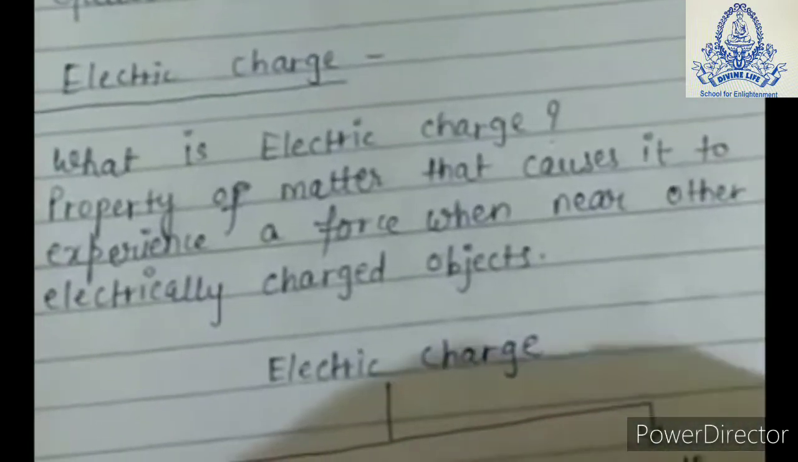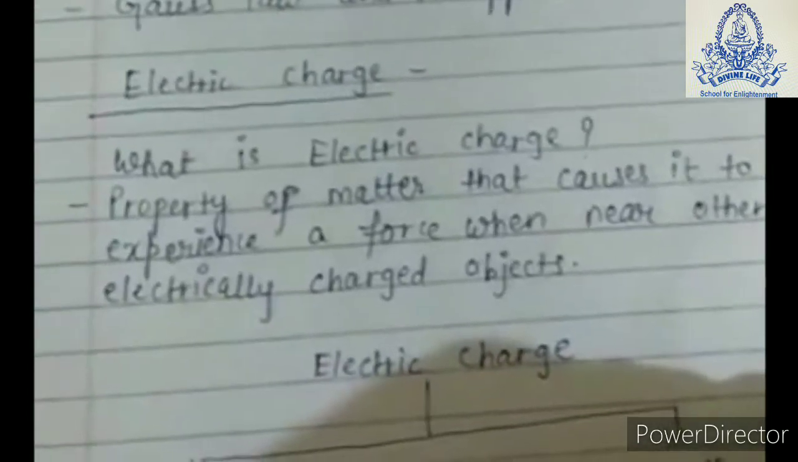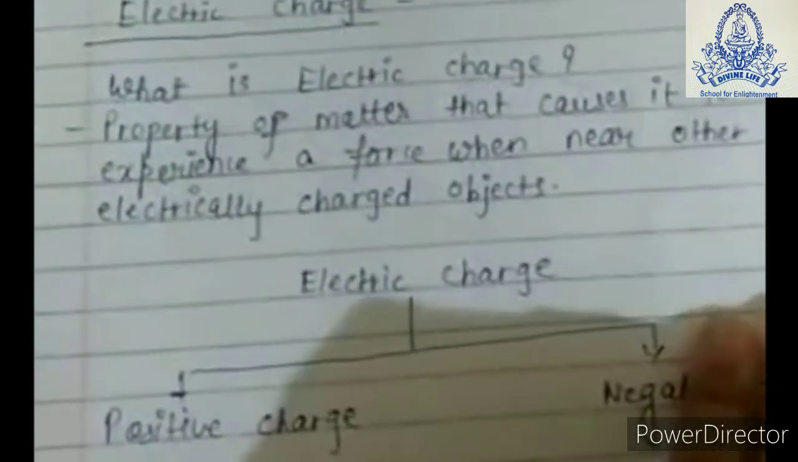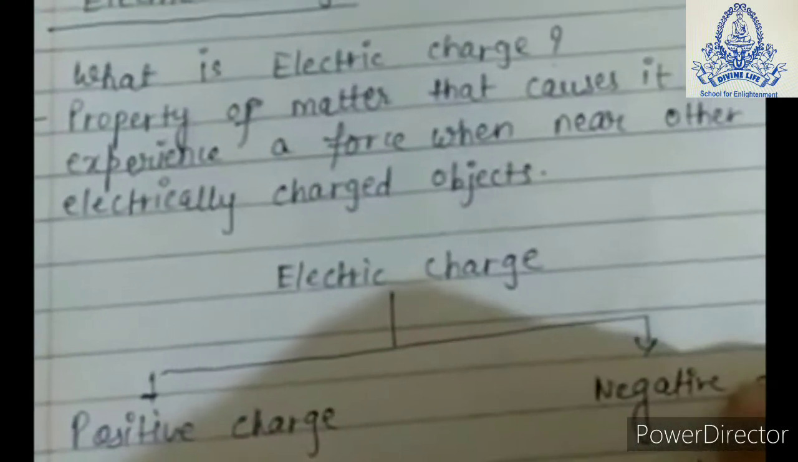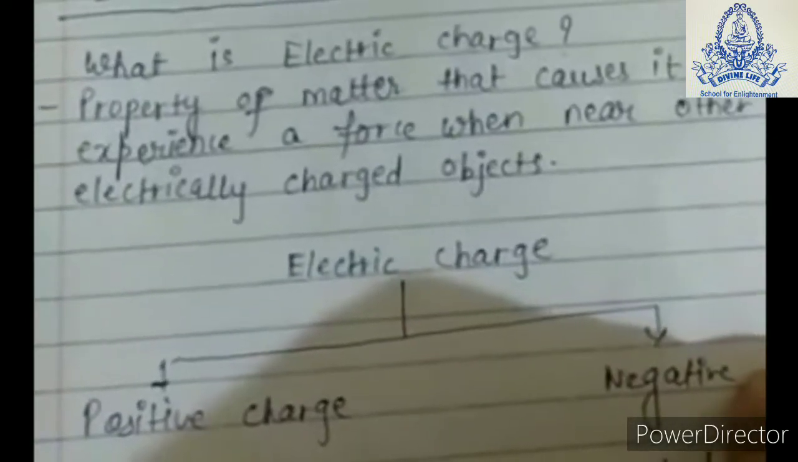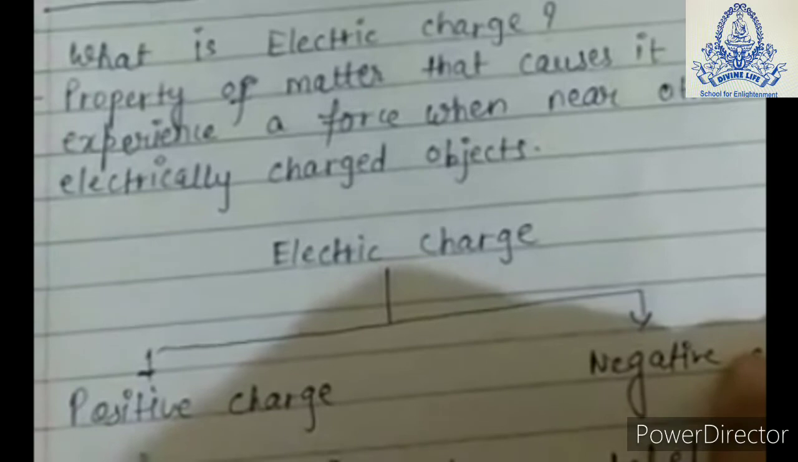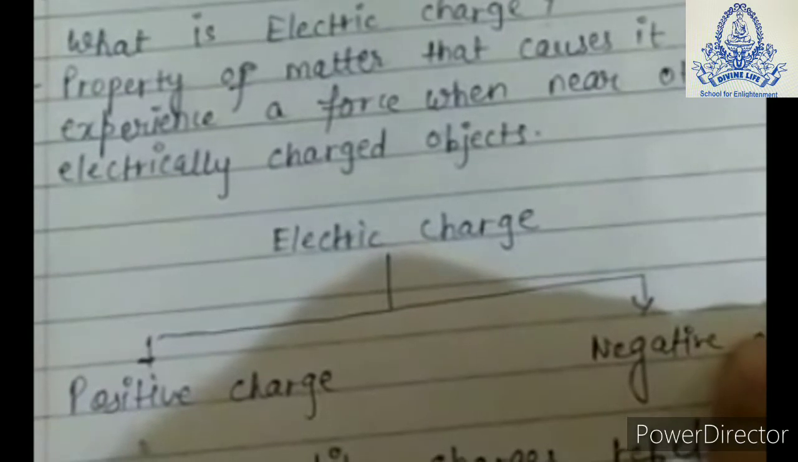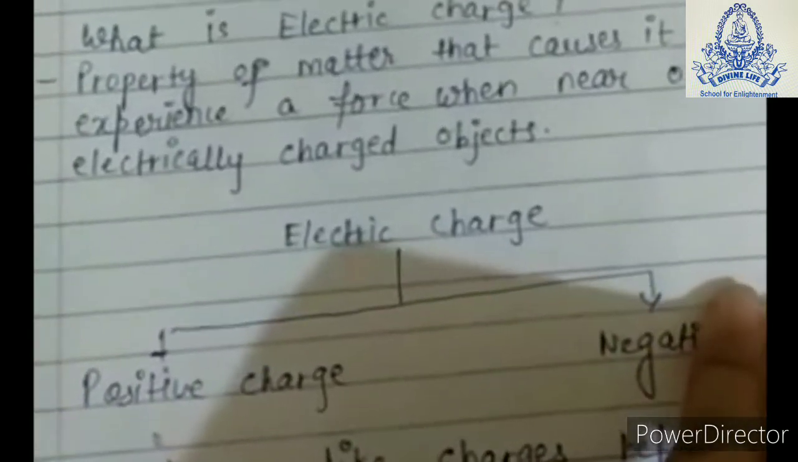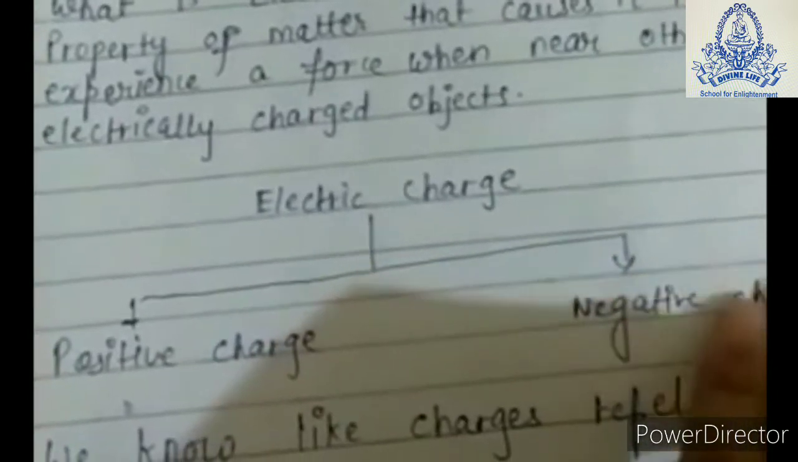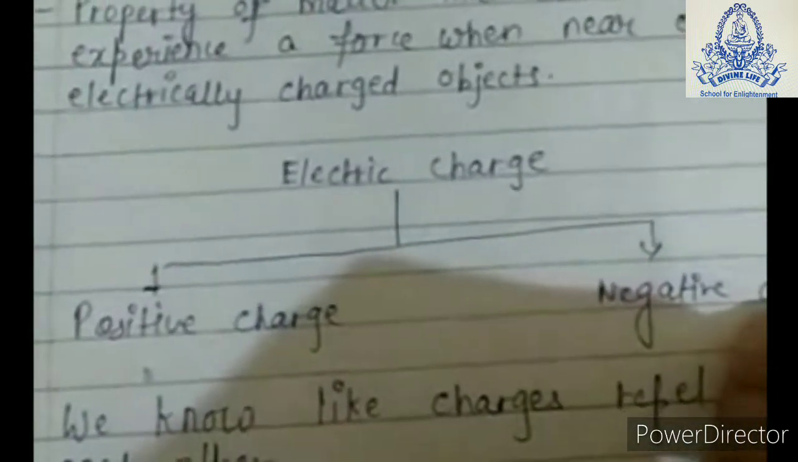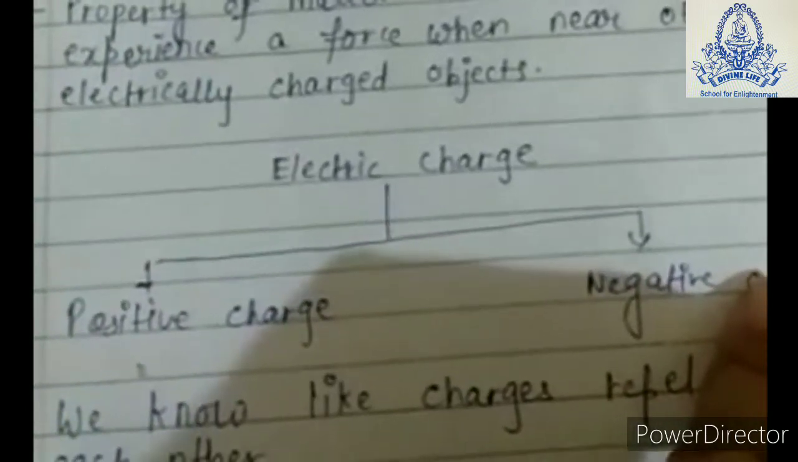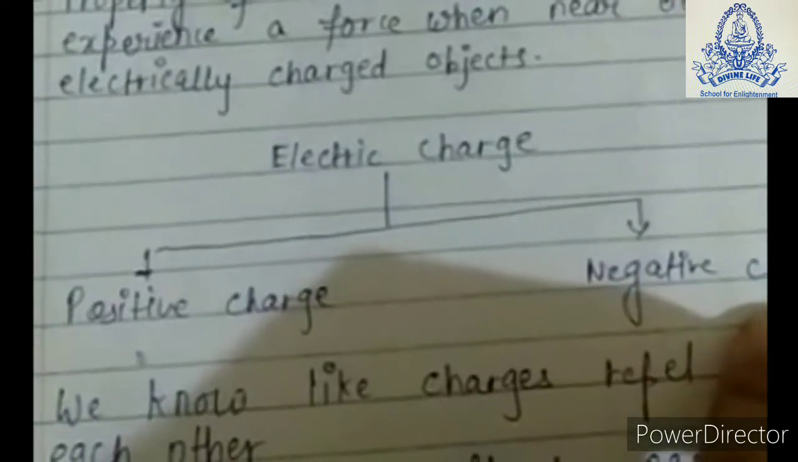Any such matter will experience a force when you take it near other electrically charged objects. This experience of force arises because of a property called electric charge. If charge did not exist in the universe, these attractions and repulsions would not happen at all, right?